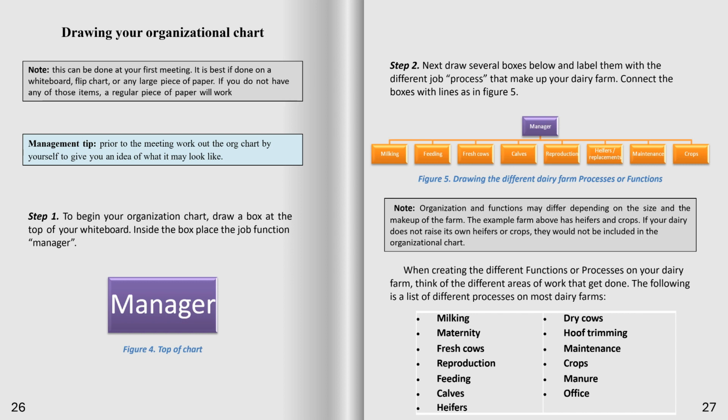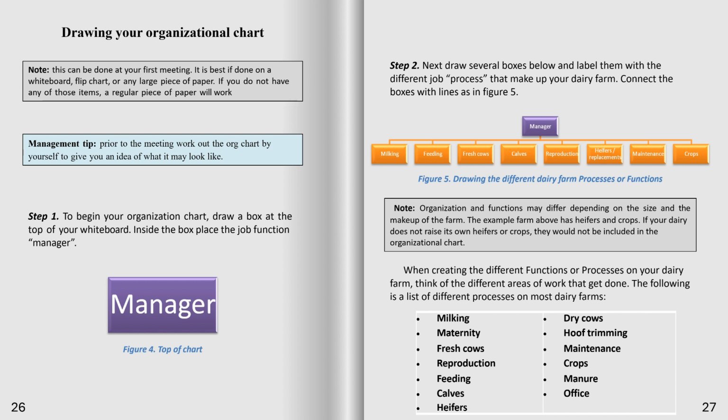Step 1. To begin your organization chart, draw a box at the top of your whiteboard. Inside the box, place the job function manager. Step 2. Next, draw several boxes below and label them with the different job processes that make up your dairy farm. Connect the boxes with lines as in Figure 5.